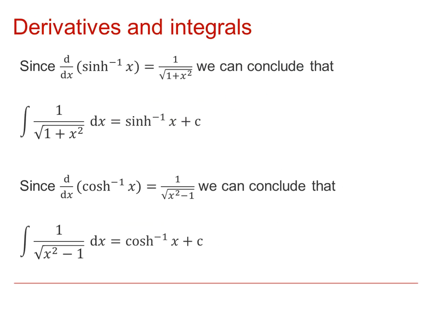The results that we met in a previous video, i.e. the derivative of sinh inverse x being 1 over root 1 plus x squared, and the derivative of cosh inverse of x being 1 over root x squared minus 1, can be turned round to give us expressions for integrals. Because integration is the reverse of differentiation, we clearly have these two results. The integral of 1 over root 1 plus x squared is sinh inverse of x plus a constant, and the integral of 1 over square root of x squared minus 1 is cosh inverse of x plus a constant.